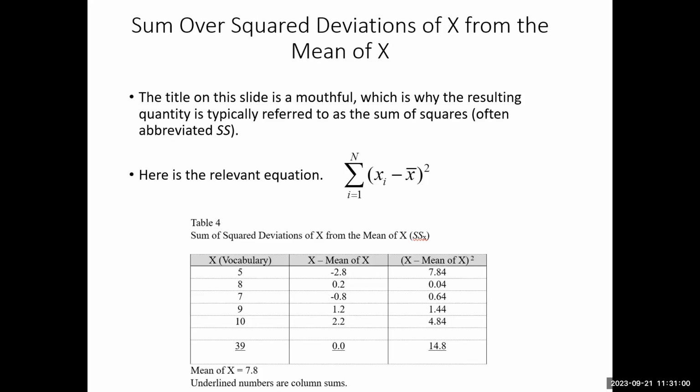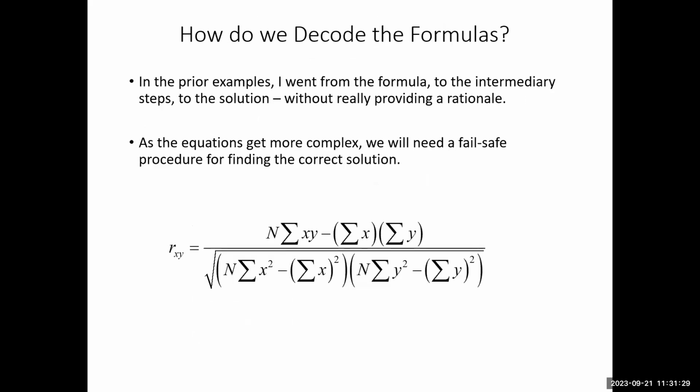So we're going to take negative 2.8, multiply it by itself, and we're going to end up with a square of 7.84. In table 4, in the bottom row of the table, I add the sum of each of the columns. And so on the far right-hand side there, we can see that the sum of our squared deviation scores is 14.8 in this case, which is the solution to our problem.